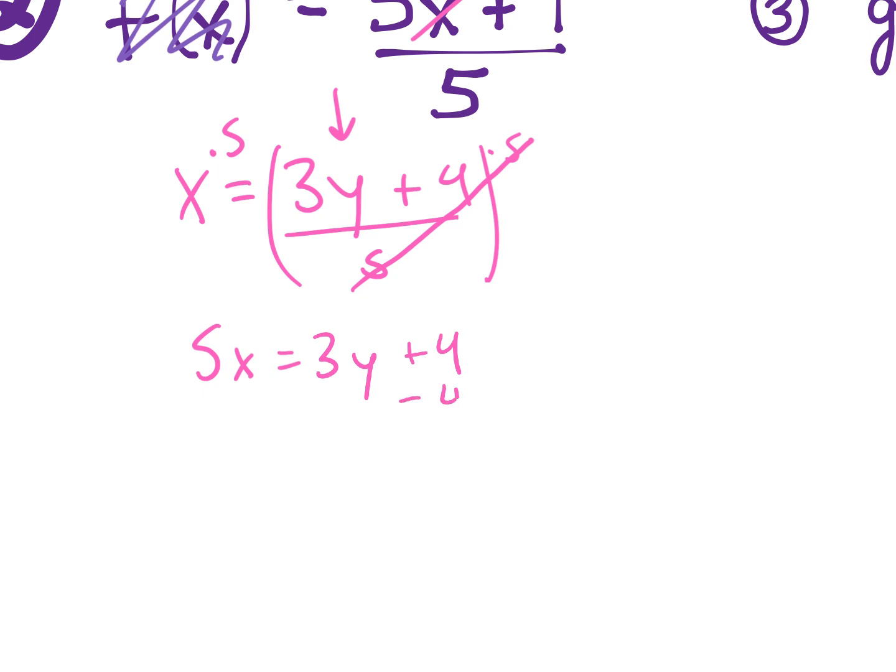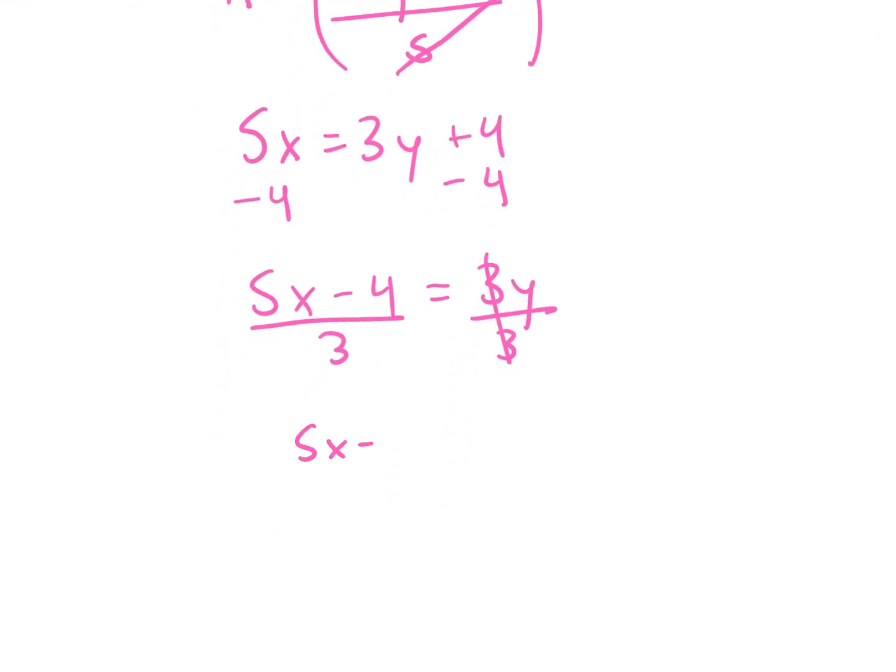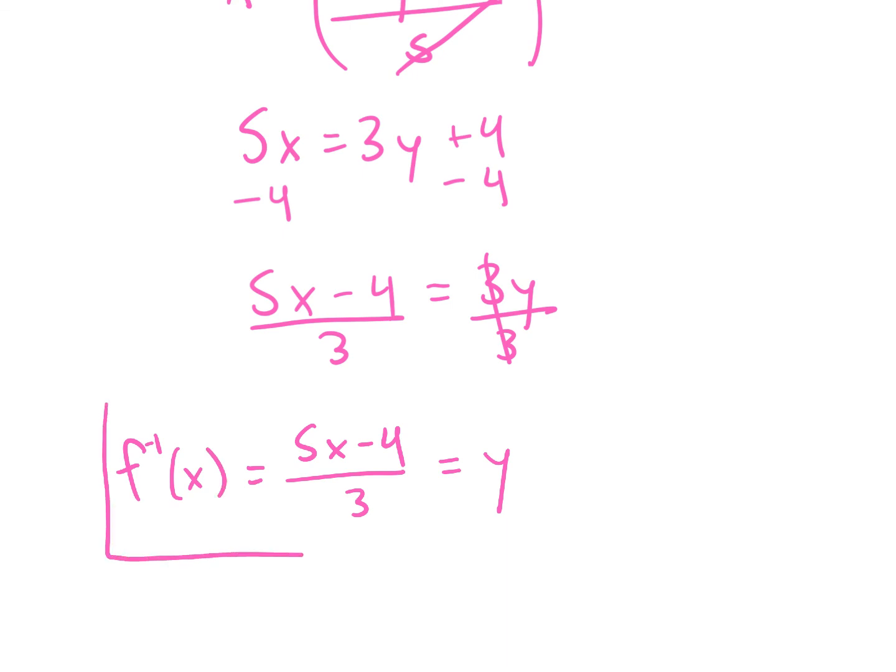Next, I'm going to subtract 4 on both sides. So 5x minus 4 is equal to 3y. And then divide both sides by 3. So 5x minus 4 over 3 is equal to y. Now this is our inverse. Once we get y all by itself, it's the inverse, but we have to name it the inverse. So f inverse of x is equal to 5x minus 4 divided by 3.